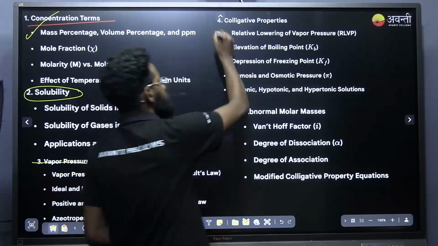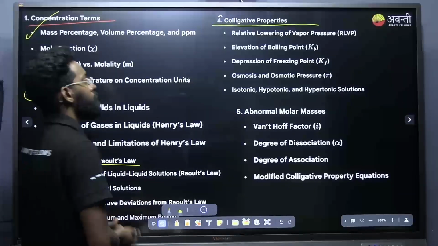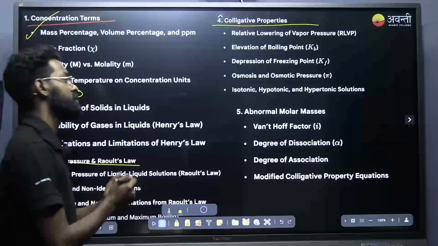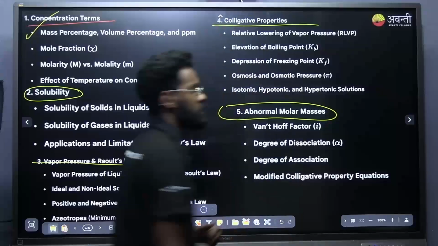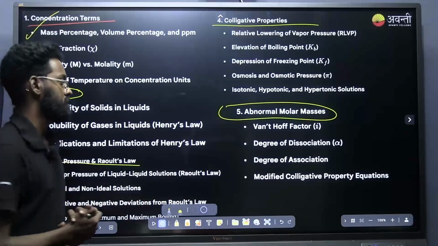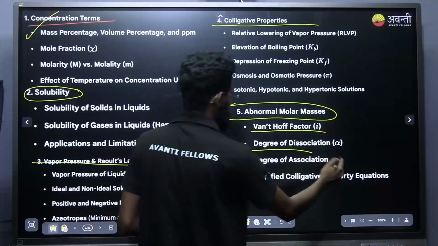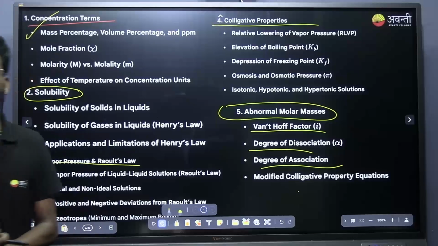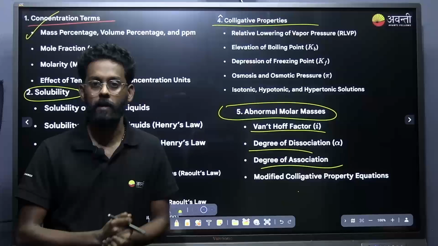Next we will be discussing the very important topic of this chapter, that is colligative properties. What are the different colligative properties and what are the equations, all these things we will be discussing. And the last one we will be discussing is abnormal molar mass. In that topic, important points like Van't Hoff factor, degree of dissociation, and degree of association will be discussed.